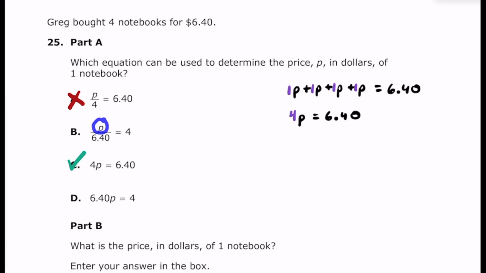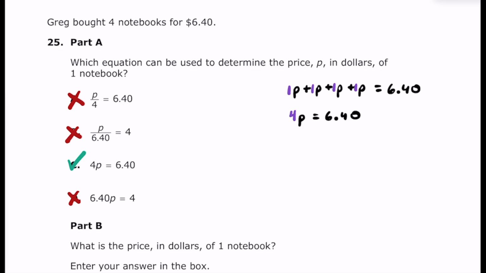This is the price of one notebook again, and why would we take the price of one notebook and divide it by $6.40 to get 4 here? I'm not really sure why we would take that price of one notebook and divide it by the price of 4 notebooks and get 4. That doesn't really make any sense to me either. And then D here, this is saying $6.40, which is the price of 4 notebooks. If you take that and multiply it by the price of one notebook, I really don't see why that would equal 4 either. It doesn't make sense why you would multiply the price of 4 notebooks by the price of one notebook and then always get 4. That's a little bit strange there.